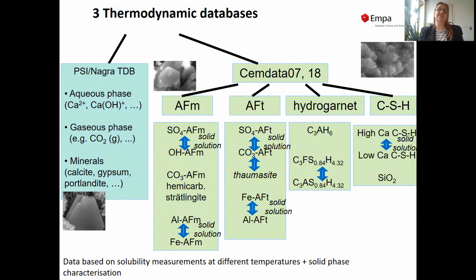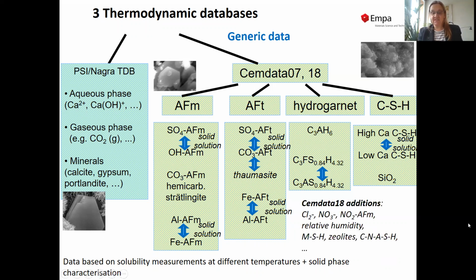The third thing we need is naturally a thermodynamic database, for instance, the cement database, where we have data for the solubility and the enthalpy and the heat capacity of the different solids which we might find in a cement, such as ettringite, CSH, hydrogarnet, or AFm phases such as monosulfate. All these data are based on solubility measurements at different temperatures and the careful characterization of the solid phase composition.